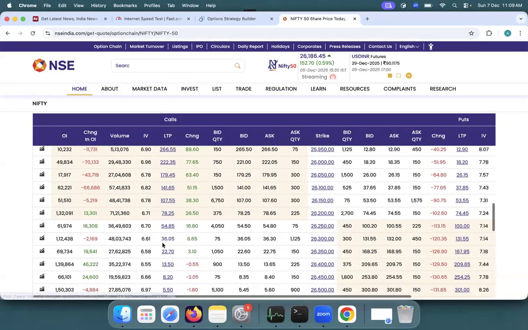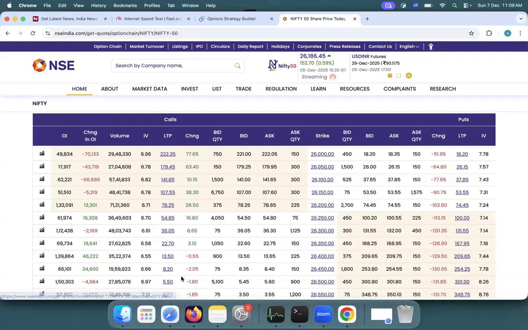Let's say your analysis says that the market will go to 26,500, 300 points above this, and you buy a call option of 5 rupees 50 paise. For discussion, let's take it as 5 rupees. So you know that your maximum loss, if the market doesn't come here, is 5 rupees, which is 75 into 5, basically around 375 rupees.